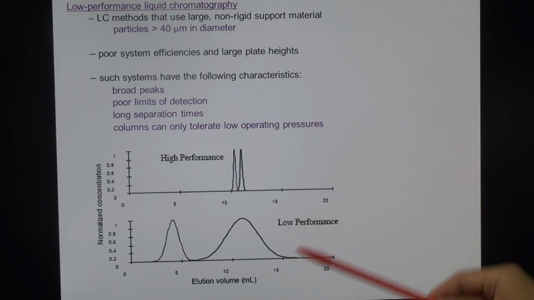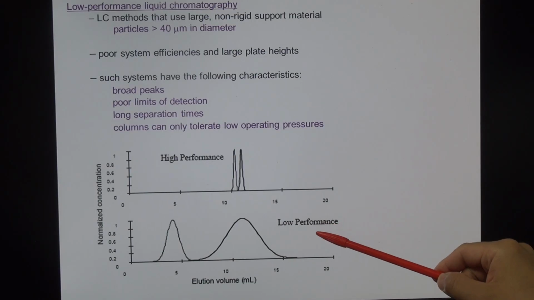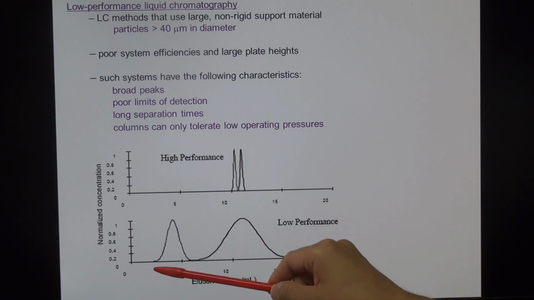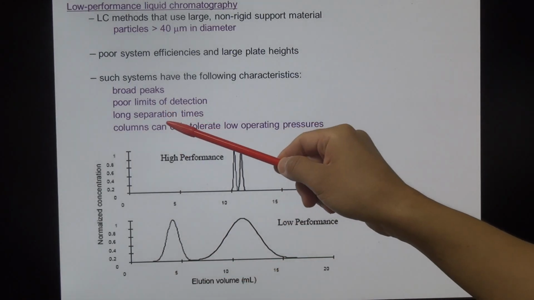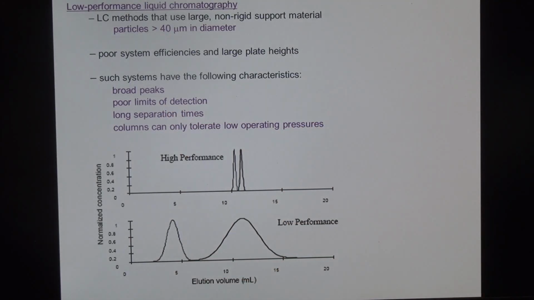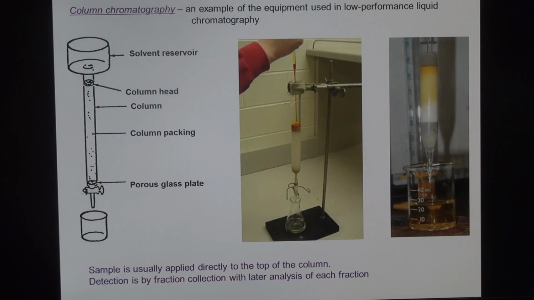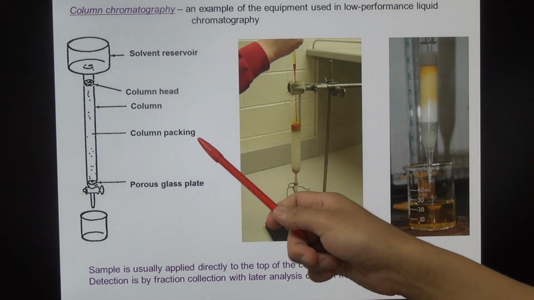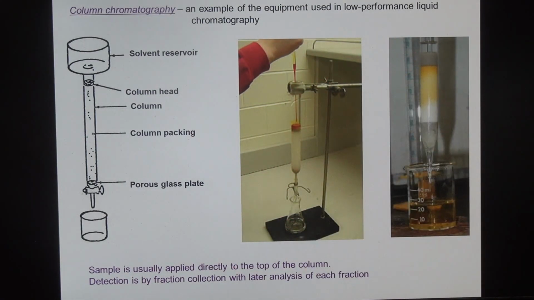So this low performance LC has relatively broad peaks, poor limits of detection, long separation time, okay? And columns can only tolerate relatively low operating pressure. So the representative example of low performance LC is column chromatography. We can perform this kind of column chromatography in the lab many times.